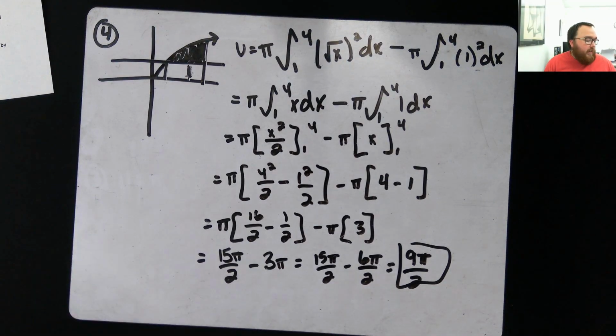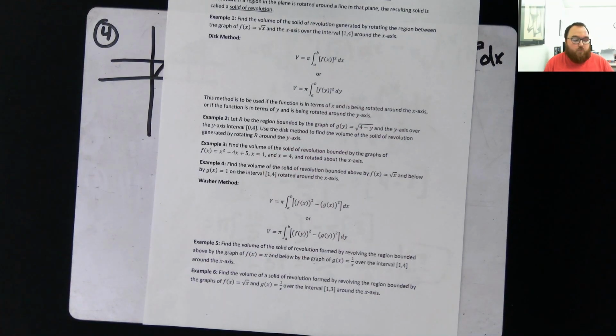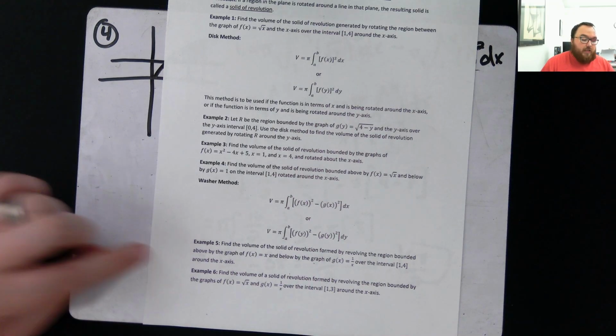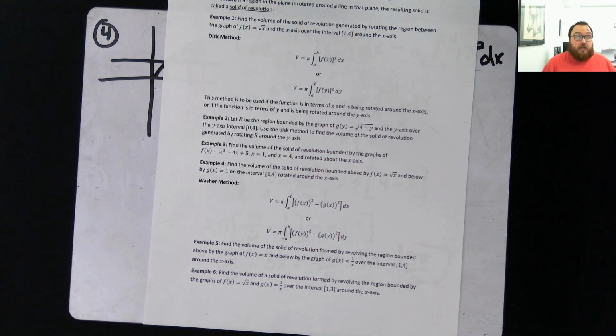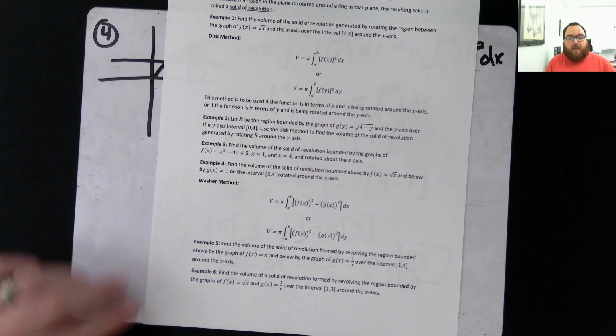So let's use this again on example number 5. Find the volume of the solid of revolution formed by revolving the region bounded above by the graph of f of x equals x and below by the graph of g of x equals 1 over x from 1 to 4, and we're rotating it around the x-axis.